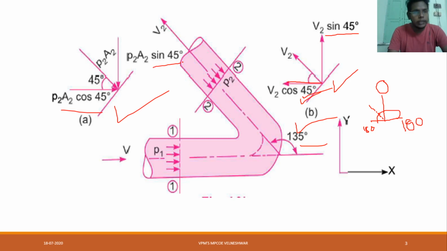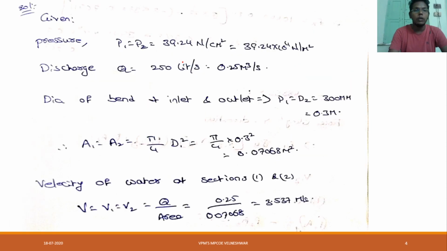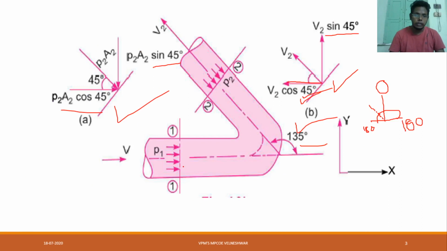Hope you have understood. If you have any doubt, no problem, please contact me and I will explain once again. Now first of all, pressure: P1 is equal to P2. As you see, both diameters are the same, D1 is equal to 300 mm and D2 is equal to 300 mm, so the pressure will be the same at section 1 and section 2, as per our question.